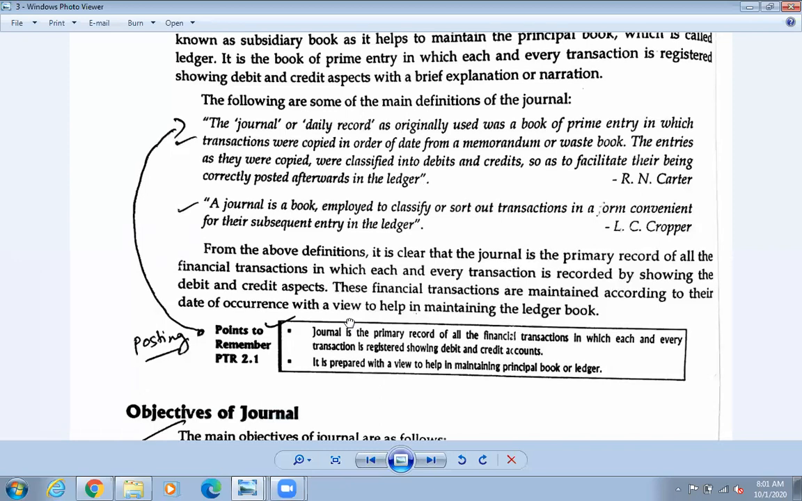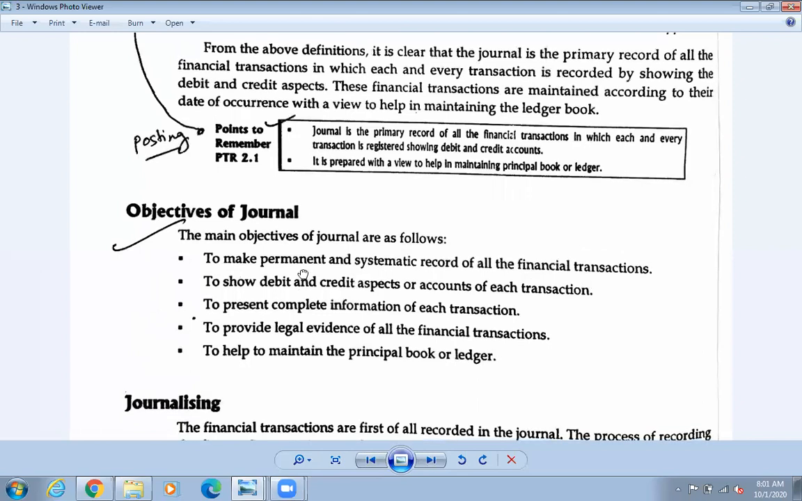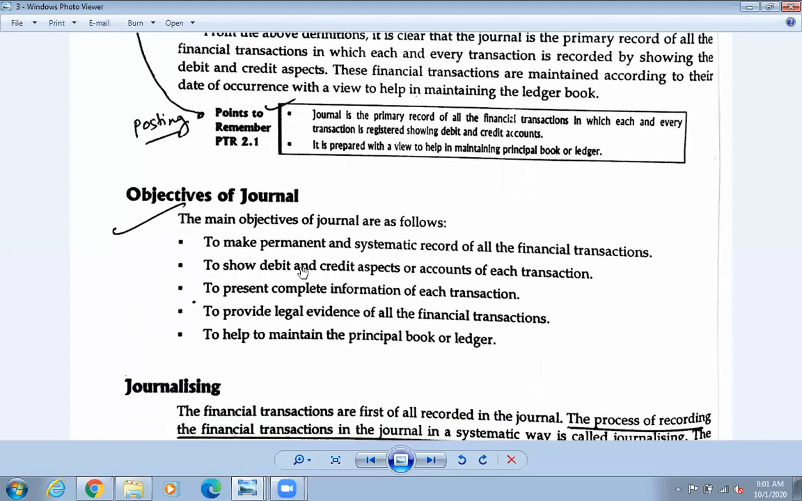Now, what is the objective of entering inside the journal? What is the purpose of having the journal? Why do we make the journal? Those are the objectives. It is to make a permanent and systematic record of all the financial transactions. That is a kind of system, so you need to make it a permanent system.